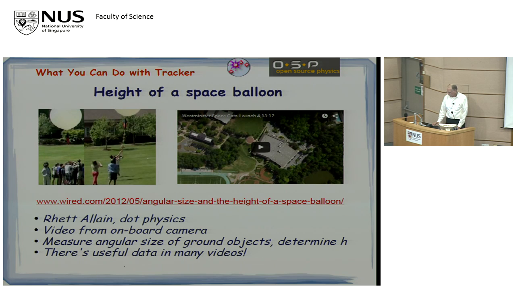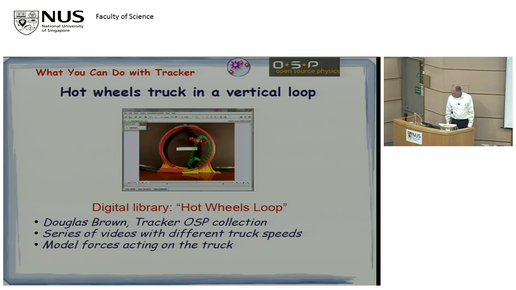Height of a space balloon is another interesting one where you're trying to get the motion of something, but you don't actually see the object. Instead, it was a space balloon that was rising and had a video camera on the bottom of it, just looking straight down. By measuring the angular size of some objects around the ground, you could then determine the height as a function of time. Very clever way of doing it.